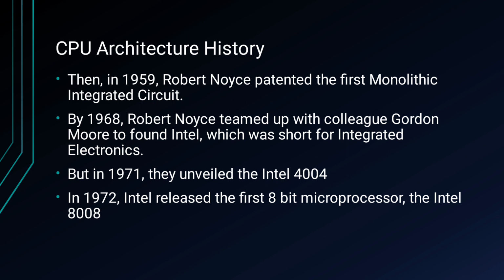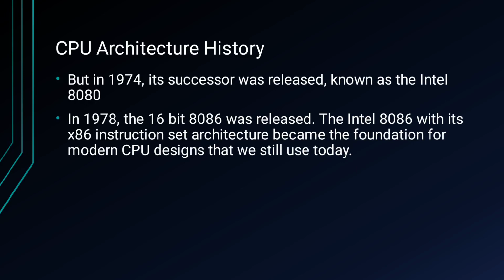In 1971, they unveiled the Intel 4004. In 1972, Intel released the first 8-bit microprocessor, the Intel 8008. In 1974, its successor was released, known as the Intel 8080. In 1978, the 16-bit 8086 was released. The Intel 8086 with its x86 instruction set architecture became the foundation for modern CPU designs that we still use today.